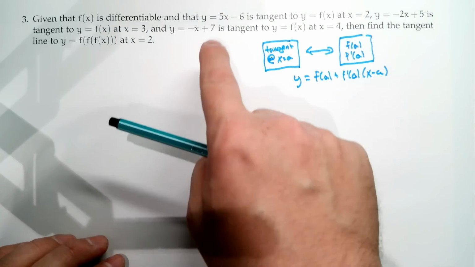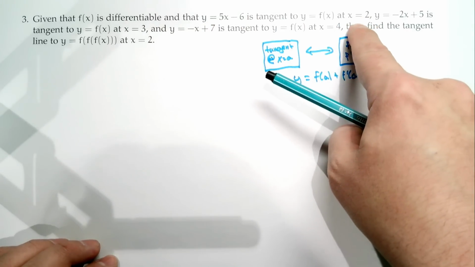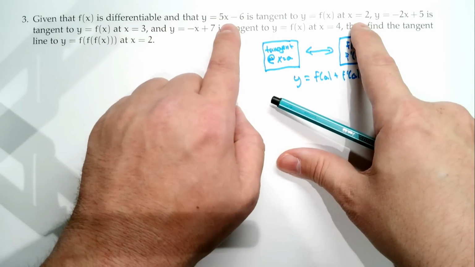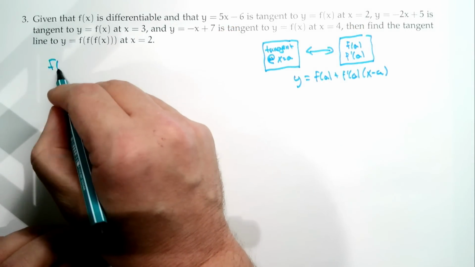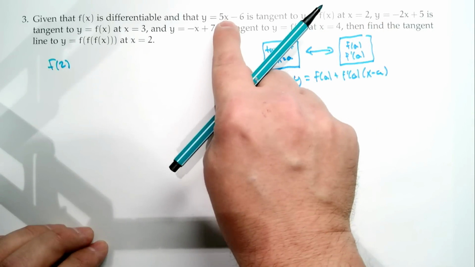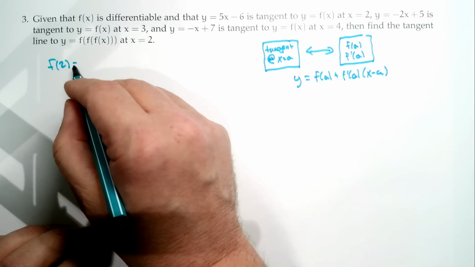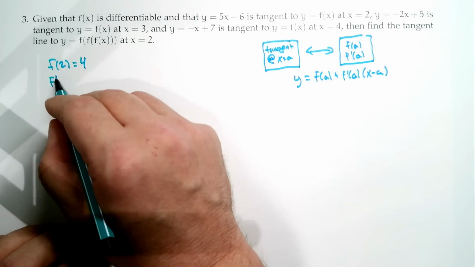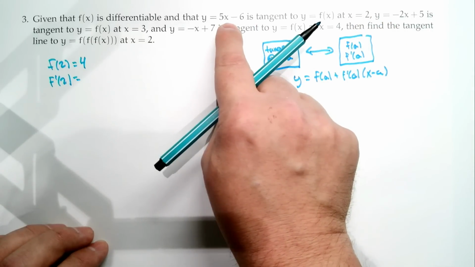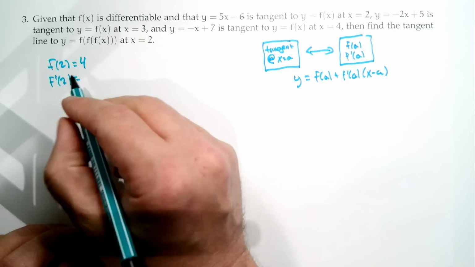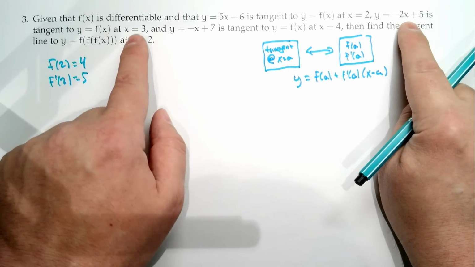So we have that y equals 5x minus 6 is tangent at 2. So, using this, we say, okay, how do we get our information? Well, to get f of 2, we plug 2 into the tangent line. So we get 10 minus 6, which is 4. F prime of 2, well, to get that, we read off the slope, because the slope matches the derivative. So that's 5.